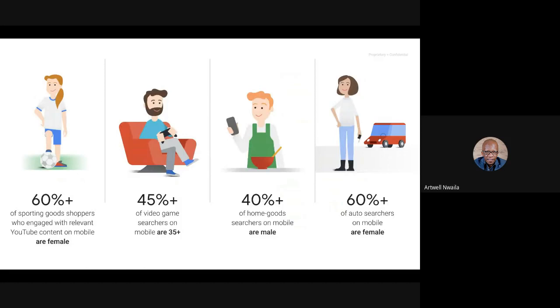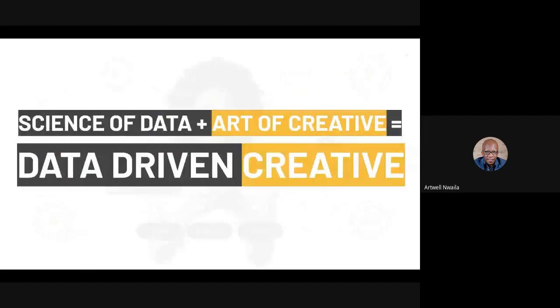45% of people who do video game searches are 35 and up. 40% of home good searches are done by men, and 60% of order searches are done by female. So, it's really important to start utilizing data as a tool for inspiring what the creative will look like. So, if we take the science of data and combine that with the art of creative, we get this magic which is called data-driven creative.